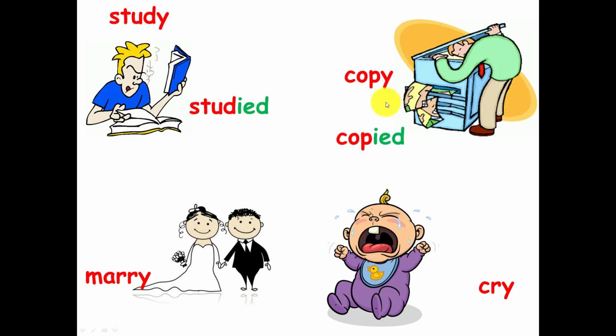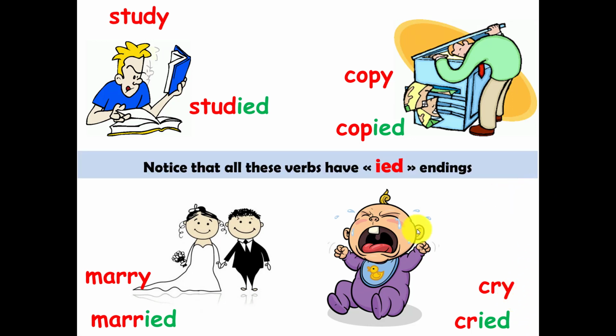Copy, copied. Marry, married. Great. Cry, cried. Very good job. So we simply drop Y and we put IED. Notice that all these verbs have IED endings.